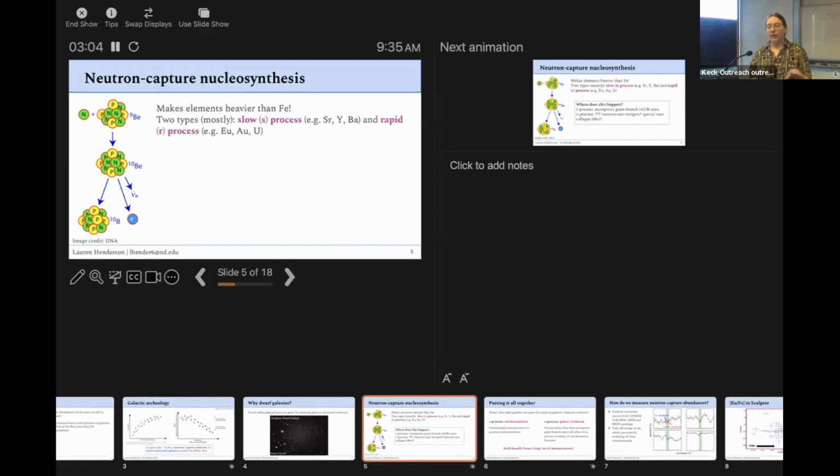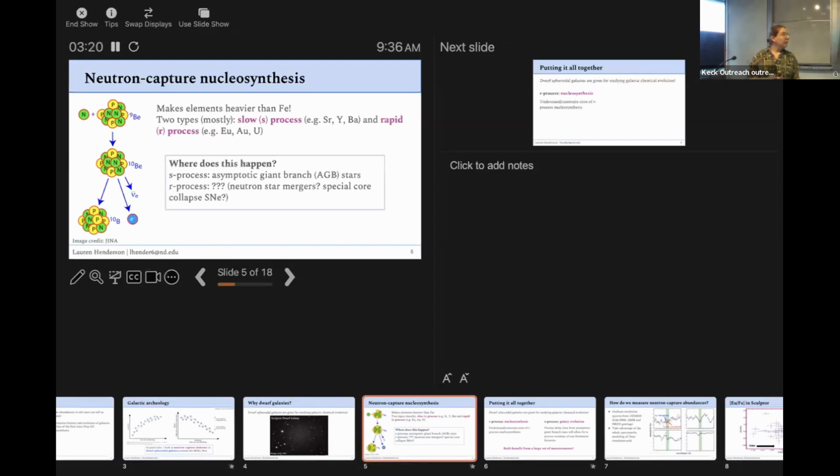Now, there's two main types of neutron capture nucleosynthesis. There's the slow or S process and the rapid or R process. And whether you're in the slow or rapid process depends on how quickly you're capturing those neutrons. In the rapid process, you're just shoving tons of neutrons onto nuclei, and then eventually they'll decay. So the S process primarily occurs in evolved intermediate to low mass stars that are on the asymptotic giant branch, where they're no longer fusing anything in their core, and they're instead fusing hydrogen and helium in shells around the core. This just happens to be the perfect place to produce free neutrons for the S process.